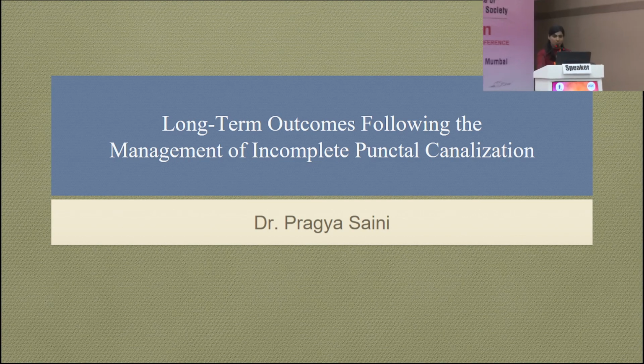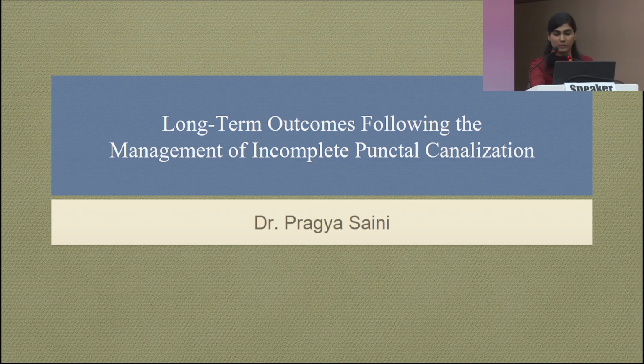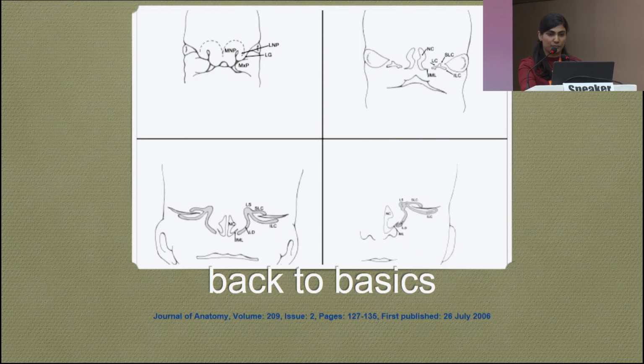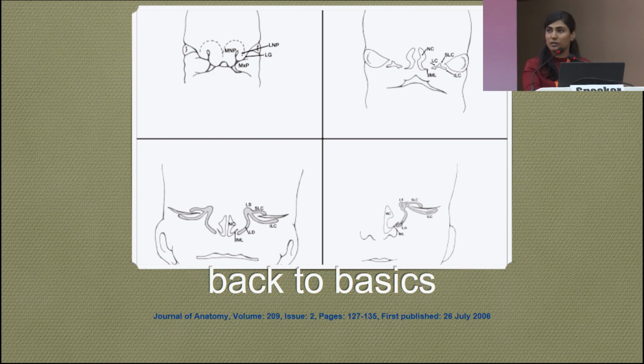Good evening, everybody. I'm Pragya Saini, and the topic for my presentation is long-term outcomes following the management of incomplete punctal canalization. Going back to the basics, the punctal canaliculi develop between the medial and the lateral nasal processes at about the 30 mm stage of the embryo, where the lacrimal canaliculi start forming.